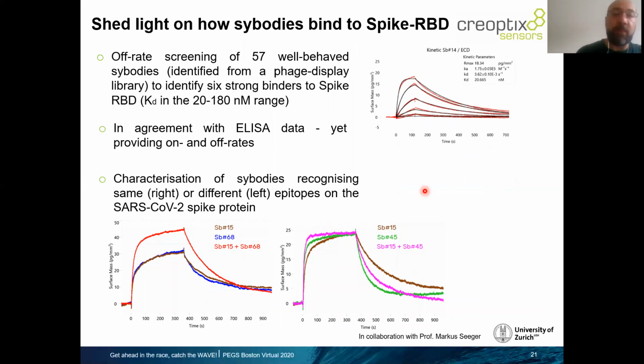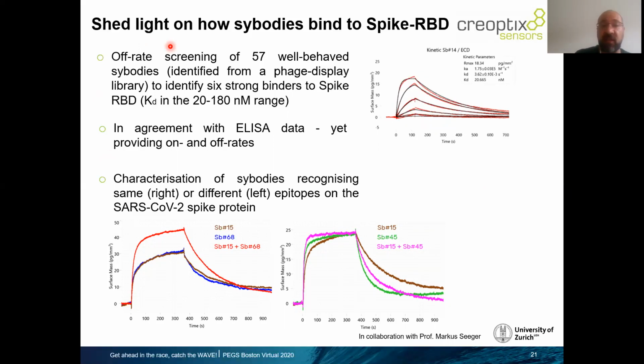So now to move one step forward with molecules, with biologics. I'm showing here data on COVID-19 research. Here we collaborated with Professor Markus Seeger at the University of Zurich, where we could identify sybodies binding onto the Spike RBD of the coronavirus, SARS-CoV-2. This started with Professor Markus having a phage display library of sybodies. They did it against the Spike RBD or the Spike ECD.